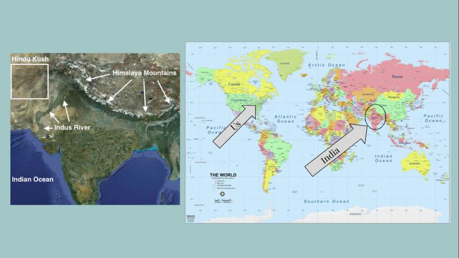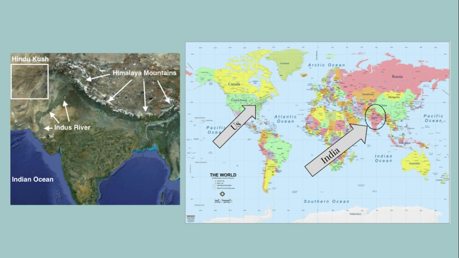So for ancient India today, I'll give you a second to go ahead and get out your ancient India notes. The first thing that we're going to look at is, on the map, where is India? If you look at the map, there's the United States with that arrow, and then India over there on the right.